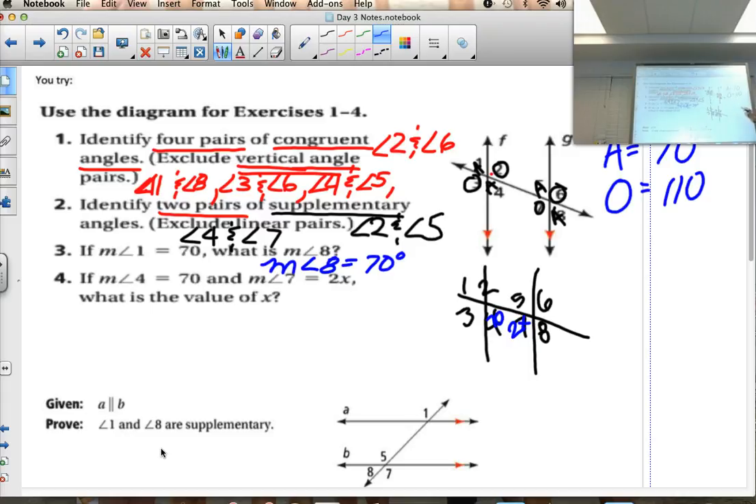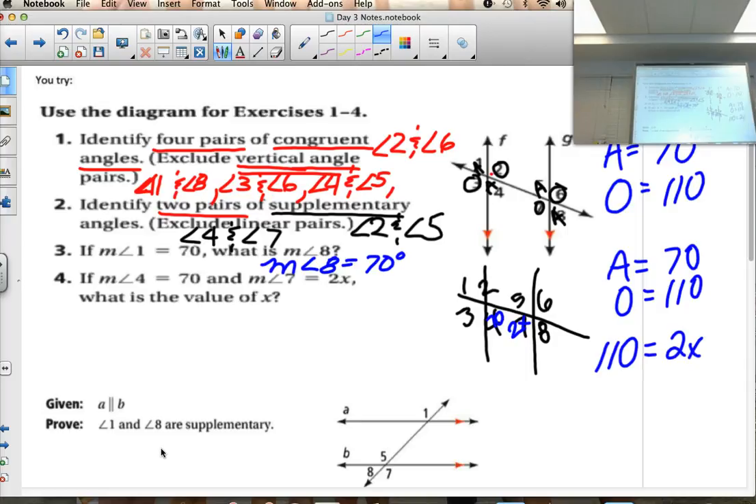Awesome, awesome. Okay, did you all understand what Rodell did? He knew that if this is 70, that's his acute angle, so his obtuse angle is 110, but they told him that that 110 is 2x, so 110 equals 2x. Then he divided both sides by 2, and he got x equals 55. Does that make sense?